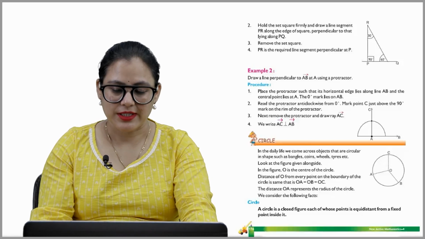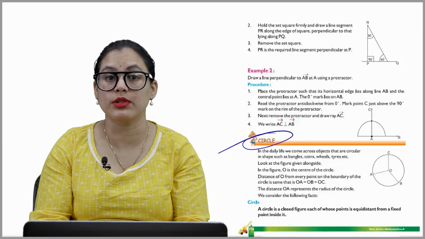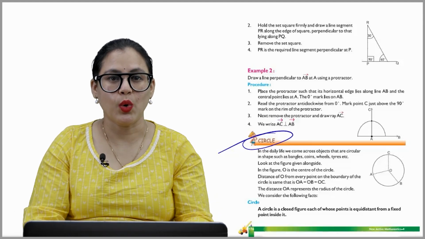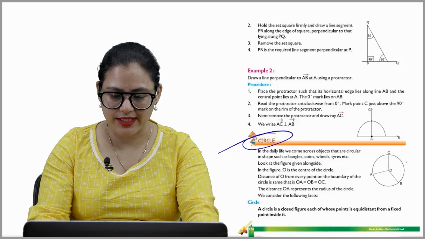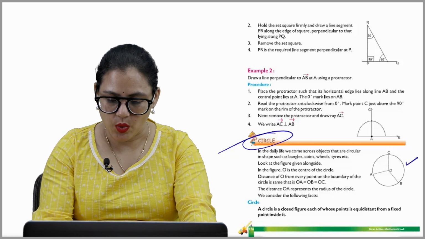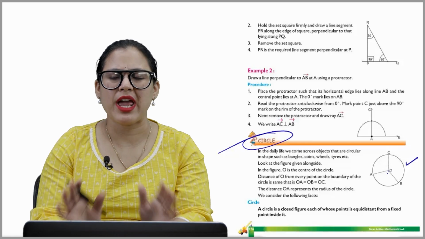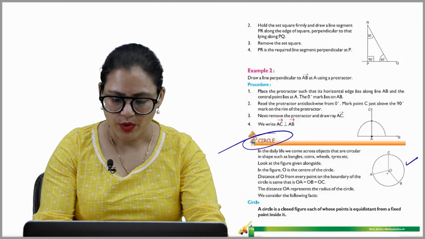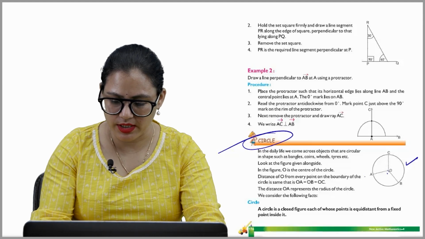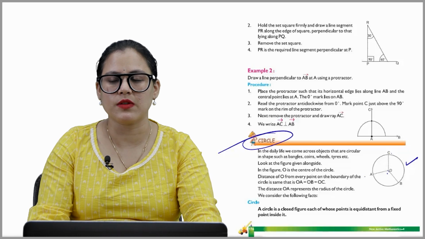Okay. Now, circle. In daily life, we come across objects that are circular in shape such as bangles, coins, wheels, tires, etc. Look at the figure given alongside. In the figure, O is the center of the circle. The distance of O from every point on the boundary of the circle is the same. That is, OA is equal to OB is equal to OC. Okay. The distance OA represents the radius of the circle.